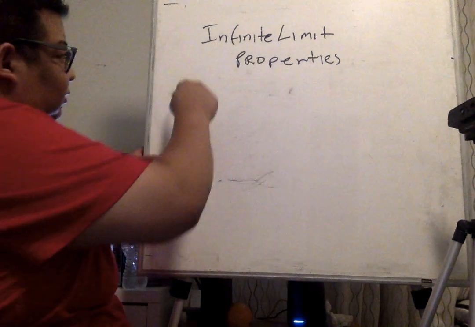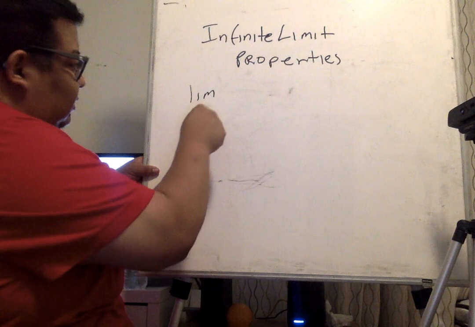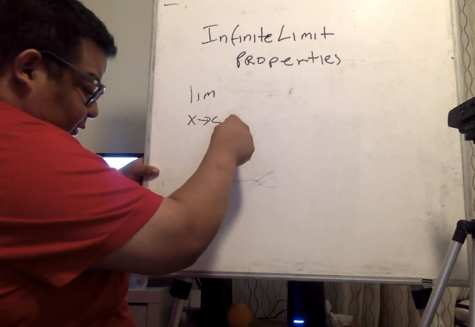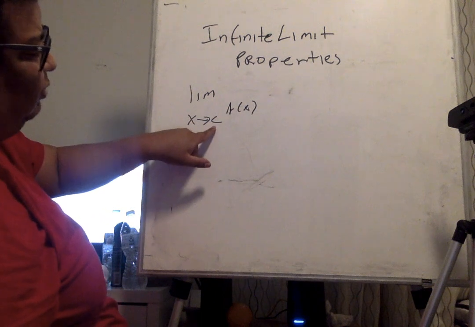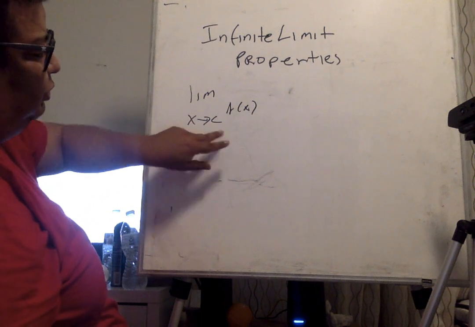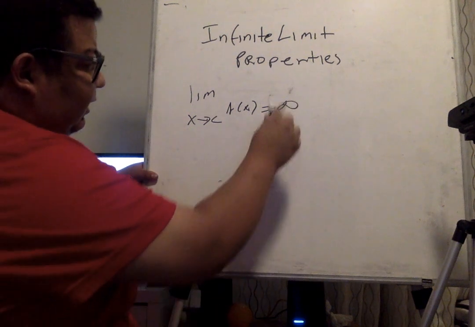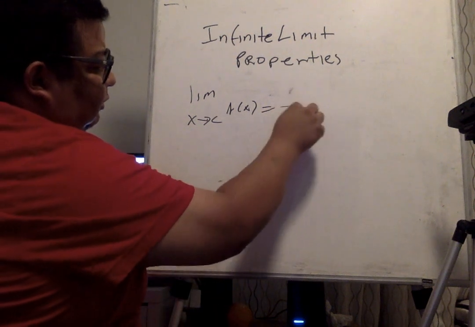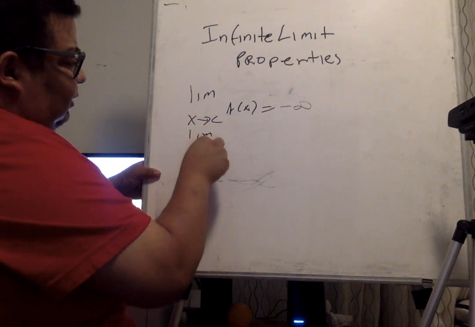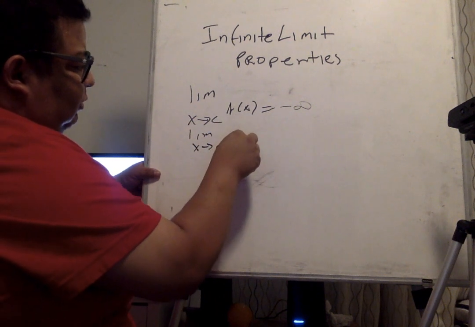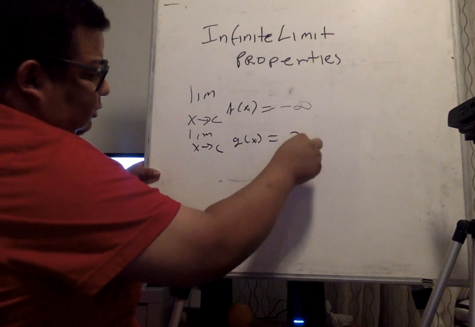Alright, so in this case we're going to say that the limit as x approaches c of f of x, so the function f of x approaches a number. We don't give that number, so we'll just give it in general, approaches infinity, negative infinity, and the limit as x approaches c of g of x equals 3.